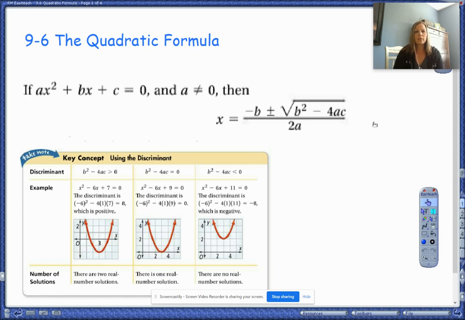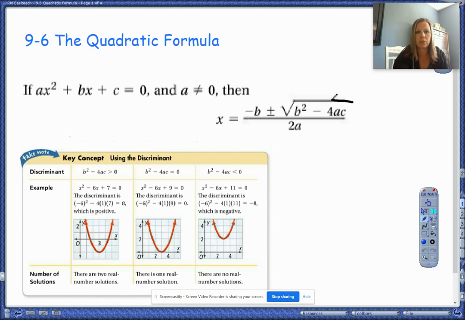Okay, today we're going to work on 9.6, the quadratic formula. We are going to use the quadratic formula to solve quadratic equations. This is the quadratic formula right here. All you do is plug in your values of A, B, and C. And then after that, we're going to practice using the discriminant.